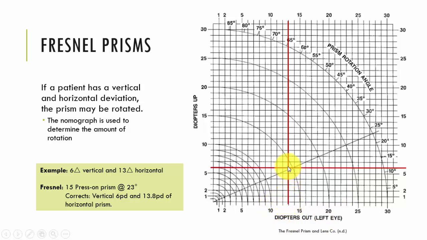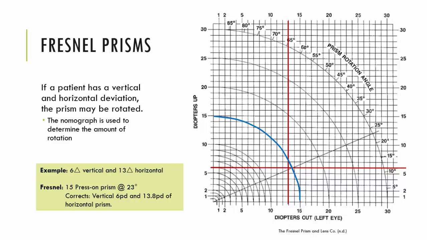And what we see is an intersection that's here. This intersection is important in terms of now working out what prism strength we need. So we look for the closest quarter circle, which is the 15. Okay, 15 taken from here and here. So what we now know is that we need to apply a 15 diopter press-on Fresnel on the pair of glasses.